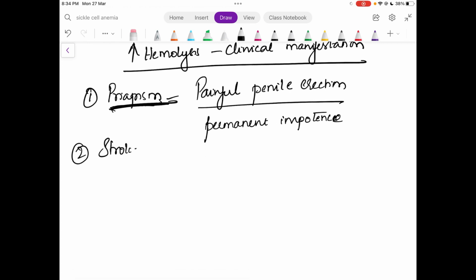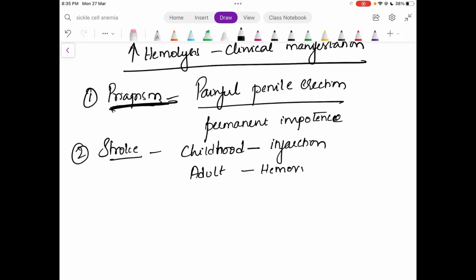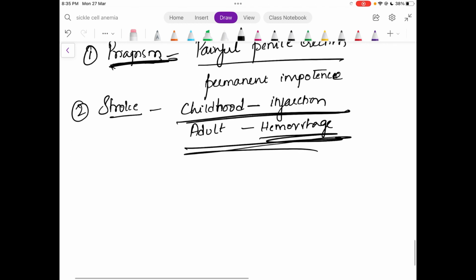Patient can have stroke. In childhood, the stroke will be due to infarction, and in adult it is due to hemorrhage. In childhood it is due to infarction, in adult it is due to hemorrhage.